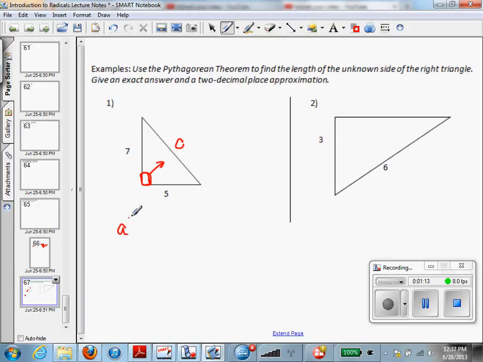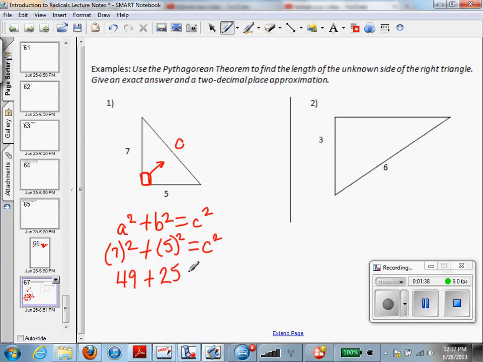So following our formula, a squared plus b squared equals c squared, let's plug in our values. For a, let's plug in 7 as one of the legs. Let's let b be 5 as another one of the legs. And we're solving for c squared. Okay, so for this, let's simplify. 7 squared is 49, plus 5 squared is 25, equals c squared. Okay, if we add those together, we get 74 equals c squared.